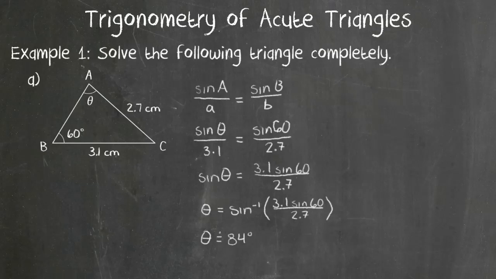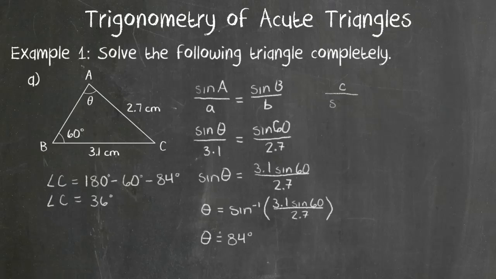Now we can go ahead and find the next missing piece in this example. We can find angle C. I know two of the angles, so to find angle C, we're just going to do 180 minus those two angles. Again, remember, the sum of the interior angles of a triangle is 180 degrees. So to find angle C, we do 180 minus 60, angle B, minus 84, angle A, and we end up with 36 degrees.